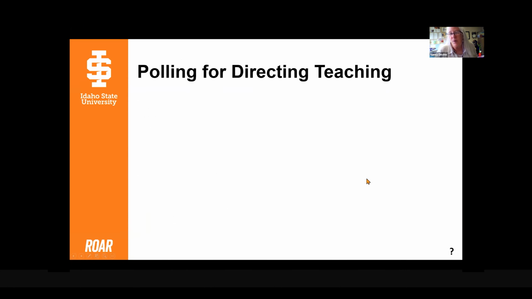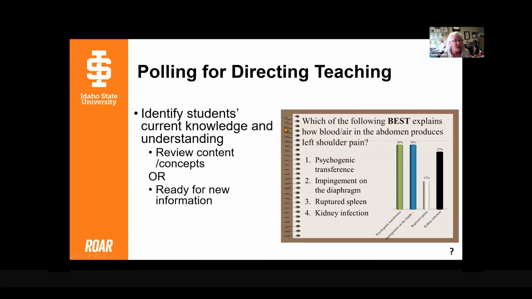So one way I use polling is to literally direct what I'm going to teach that day. It helps me identify what the students' current knowledge and understanding is. And then if needed, I can review content that I thought they were well prepared for briefly before moving on to new, or we can move right into that new information. But it's very hard for new content to serve well when presented in a class if the students have a gap in their knowledge or their understanding.